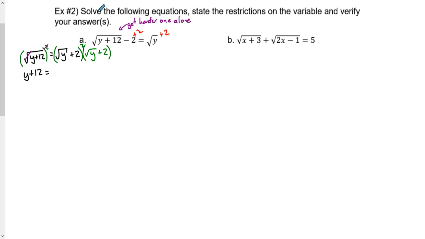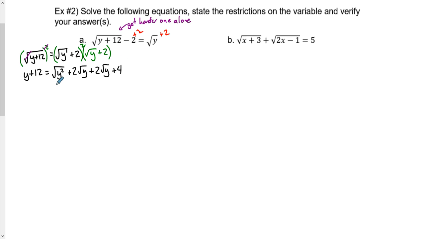So when we distribute, we'd have the square root of y multiplied by the square root of y, which comes out as the square root of y squared. Square root of y times positive 2 will be a 2 root y. 2 multiplied by root y would be another 2 root y. And 2 times 2 is 4.